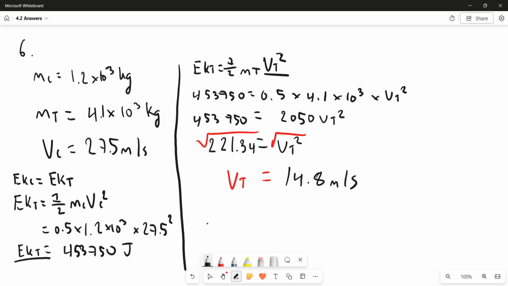Therefore, what you would do if the answer does tell you to write it in kilometers per hour, then just do 14.8 times 3.6. And you should get 54 kilometers per hour.